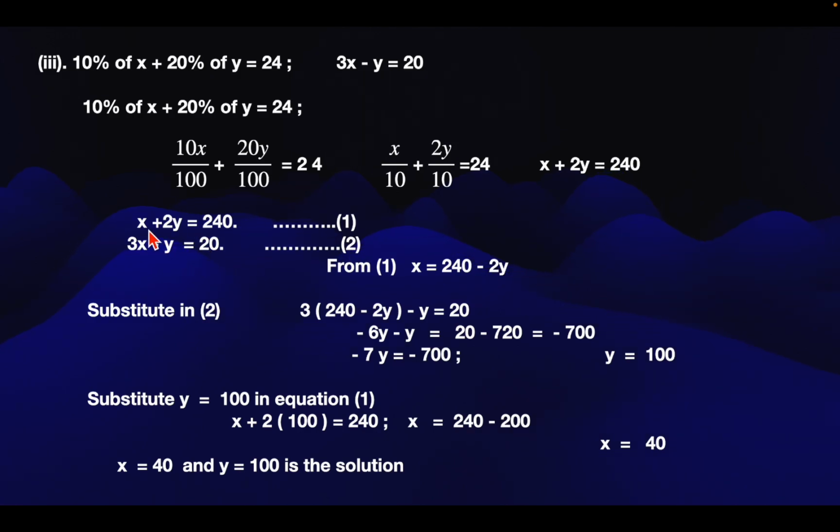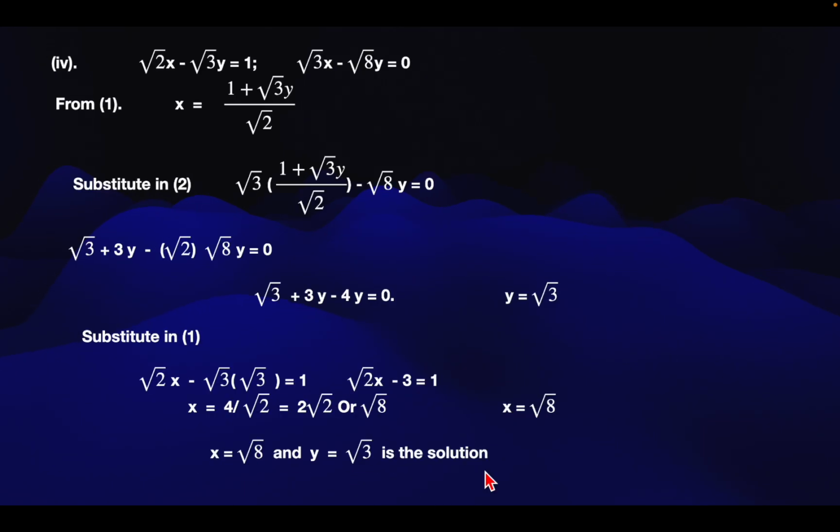I have taken x is equal to 240 minus 2y. Substitute in the second equation and solve it. You get the value of y as 100. Again, put the value 100 in equation 1. Solve it. You get the value of x as 40. So x is equal to 40, y is equal to 100 is the solution.